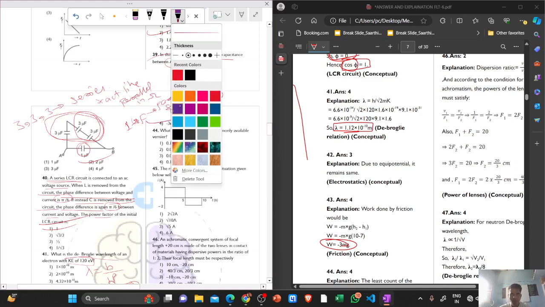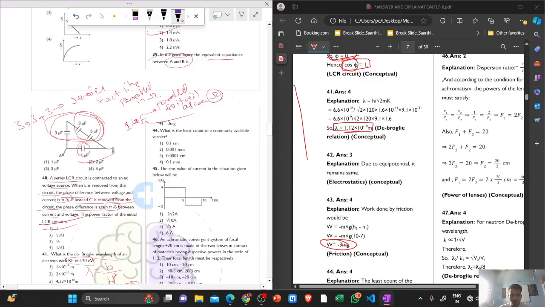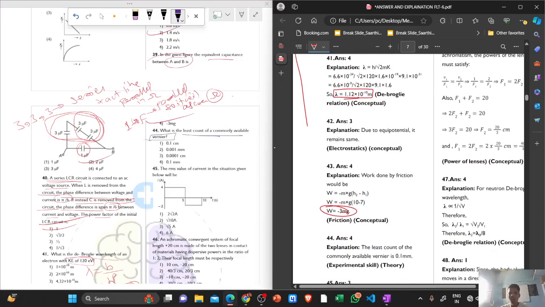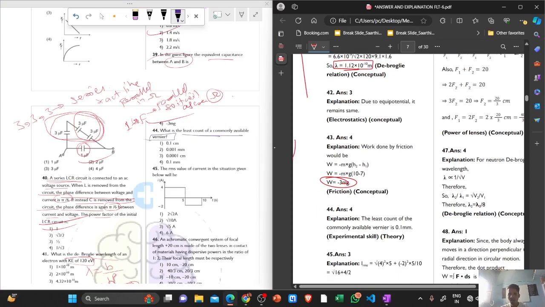What is the least count of a commonly available vernier caliper? It's a completely theory based question. You just need to remember what the least count is. It's simply 0.1 mm. The most commonly available vernier caliper has a least count of 0.1 mm. Now moving to the next.